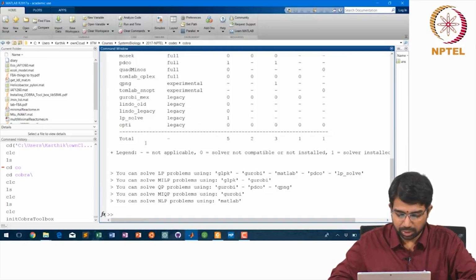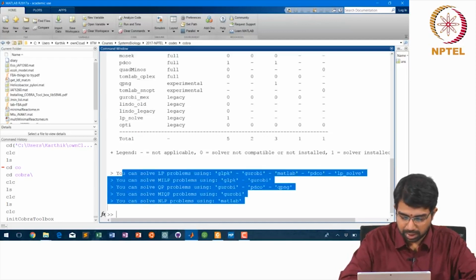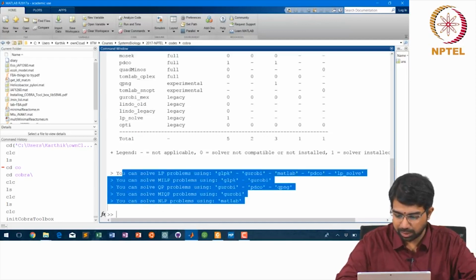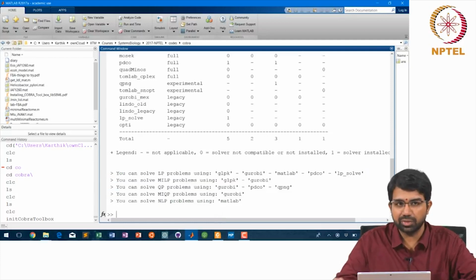So, this is important to note. It says that you can solve LP problems using GLPK, Gurobi, MATLAB, PDCO and LP solve. You can solve mixed integer problems using GLPK and Gurobi. GLPK is free, right? Gurobi is free for academics.